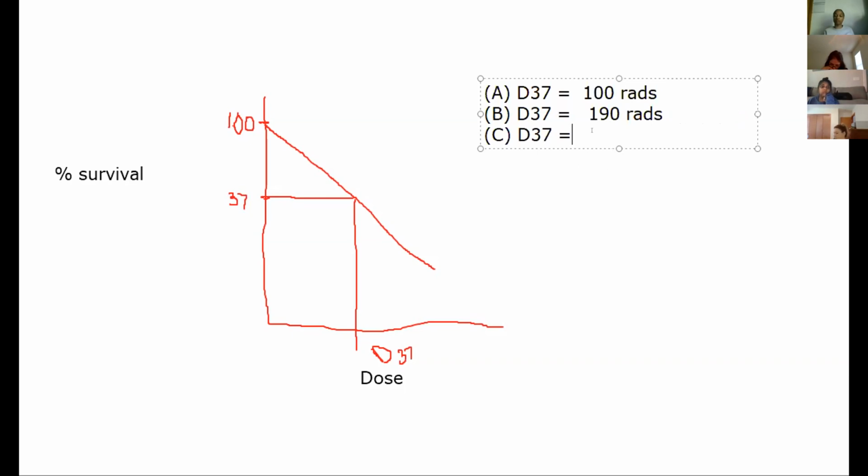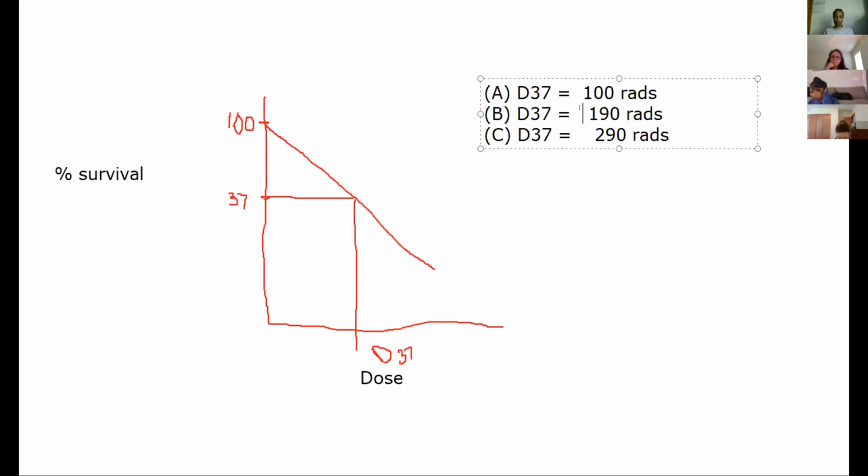All right. Shamarva, what did you get for D sub 37 for curve C? I got 290 rads. All right, 200 rads.